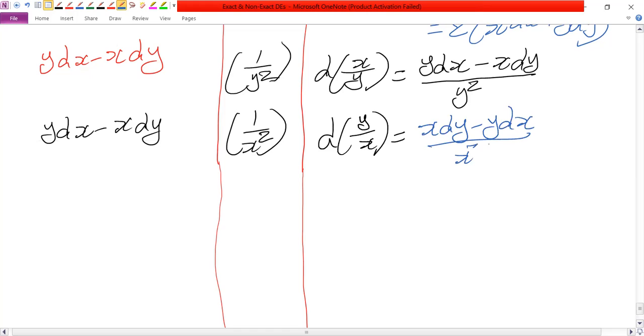x square. So can I take minus 1 by x square common? If I'm taking minus 1 by x square common, that means minus 1 common from the numerator, then we are going to get y dx minus x dy. Now check, y dx minus x dy is the group of terms, and 1 by x square. But we got minus 1 by x square.